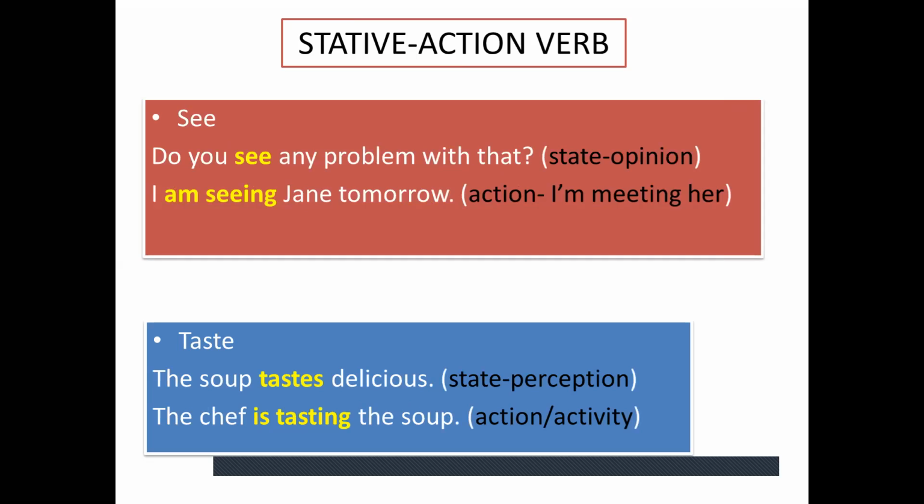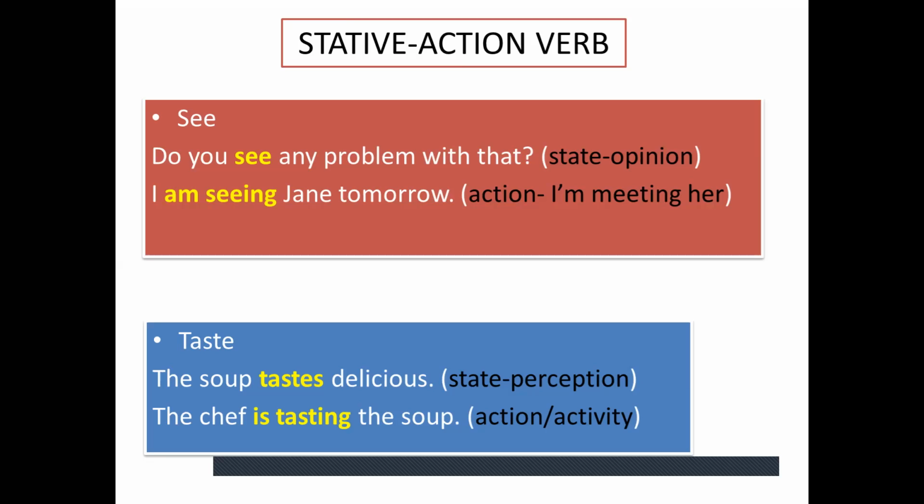Well, next, see. In the first sentence, do you see any problem with that? It's a state, it's an action, sorry, it's a stative verb related to perception. So you need to use present simple. And in the second sentence, I'm seeing Jane tomorrow. Here, it's the action verb. It's a plan, it's the future plan. So you need to use present continuous.